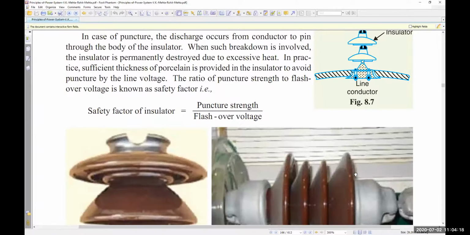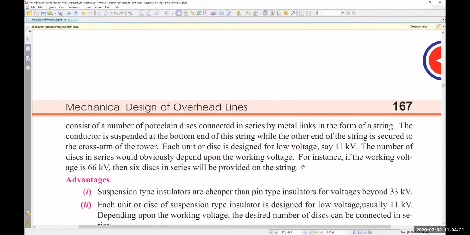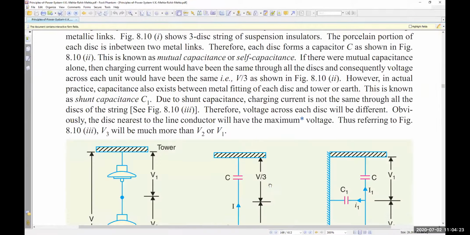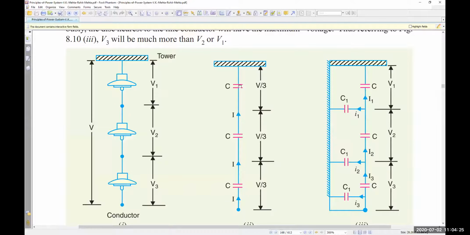So they actually work like capacitors. Why? Because capacitors are like these: you have conductor, in between you have insulator. Metal, metal, insulator, metal, metal, insulator. So each disc will work like a capacitor. C, C, C. Understood? Yes, there are some capacitors.